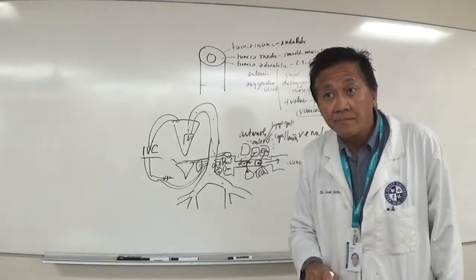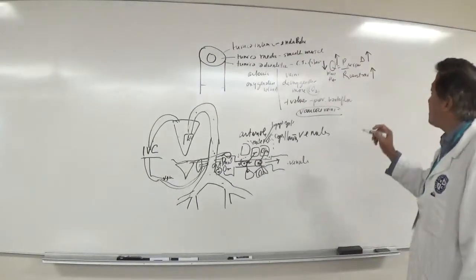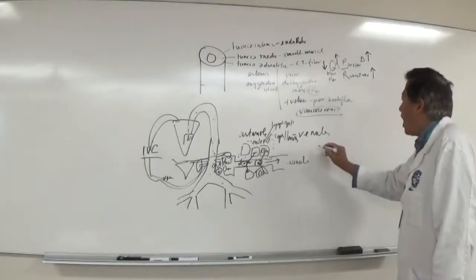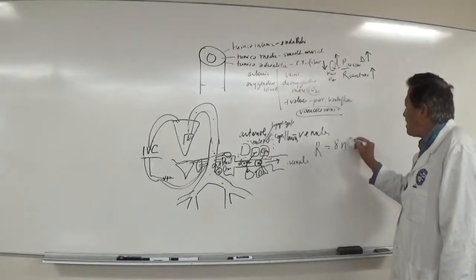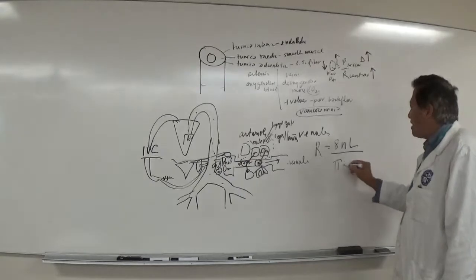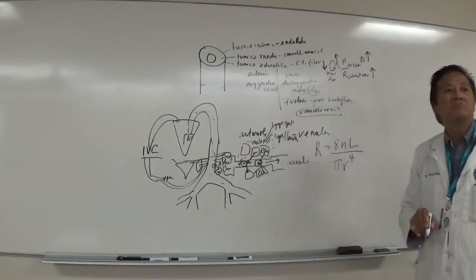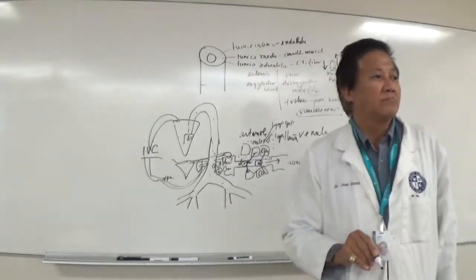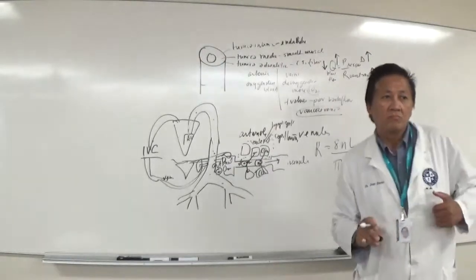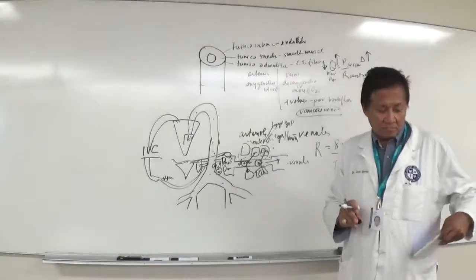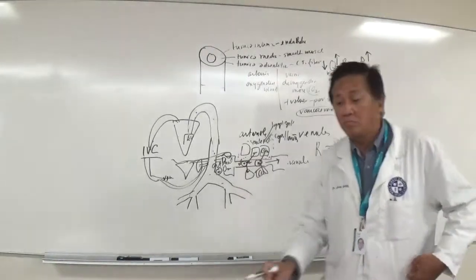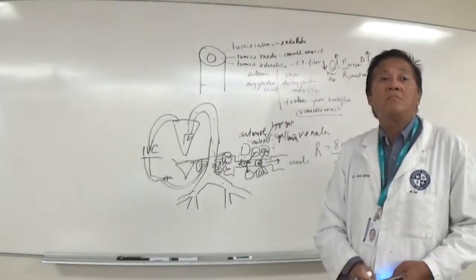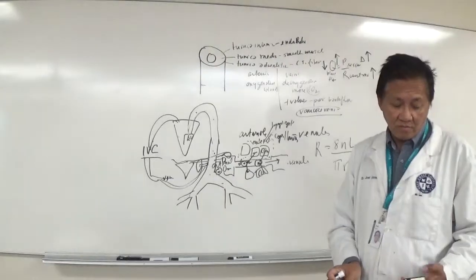Do you understand? Now, let's define resistance. In your book, there is a formula. R is equal to 8NL over pi R to the fourth. And what is the name of this formula or law? Anyone? Anybody who knows? What's the name of the law? Poiseuille's law.